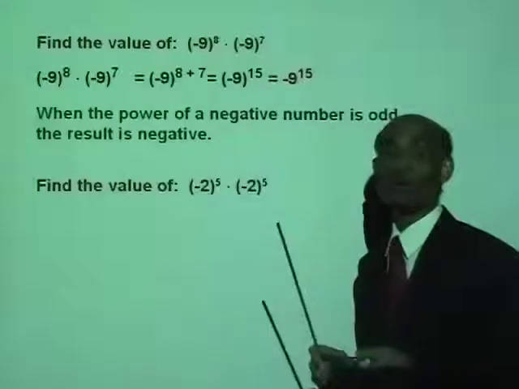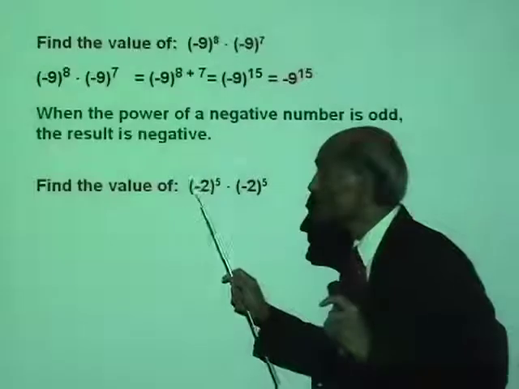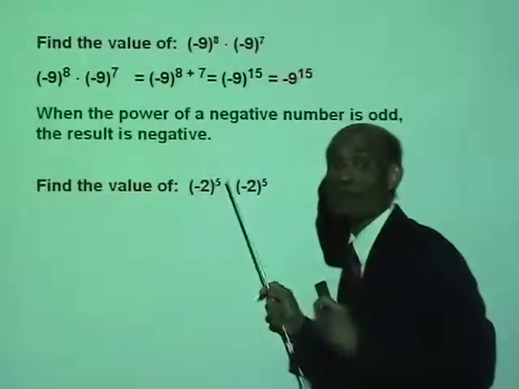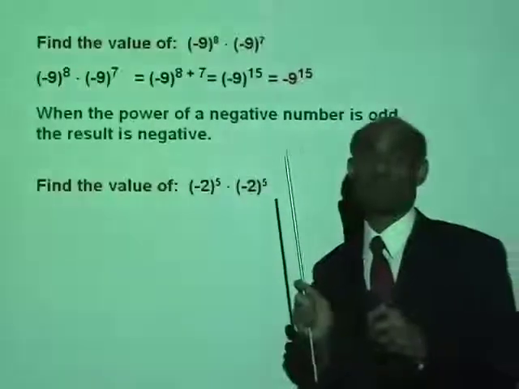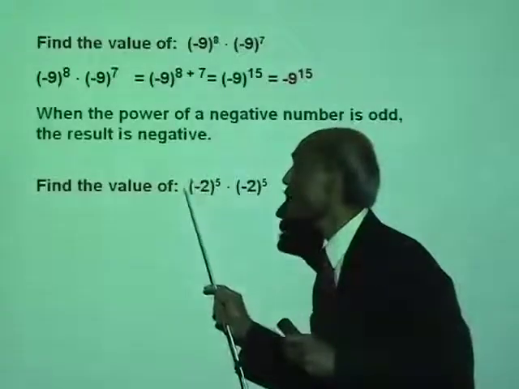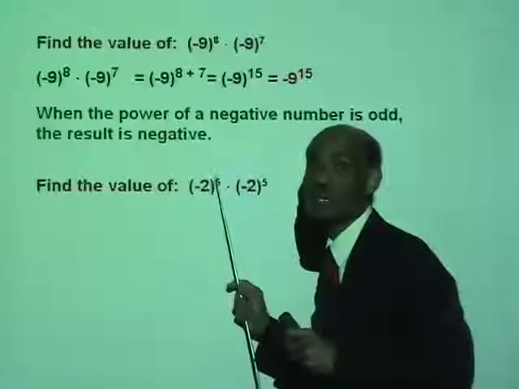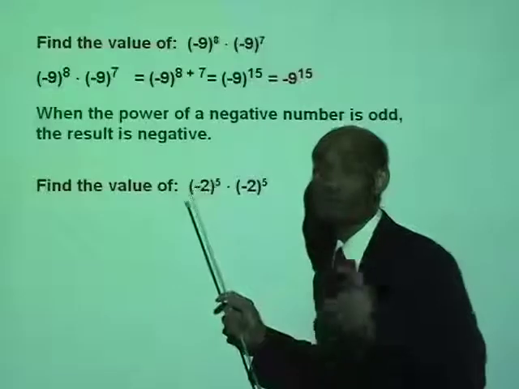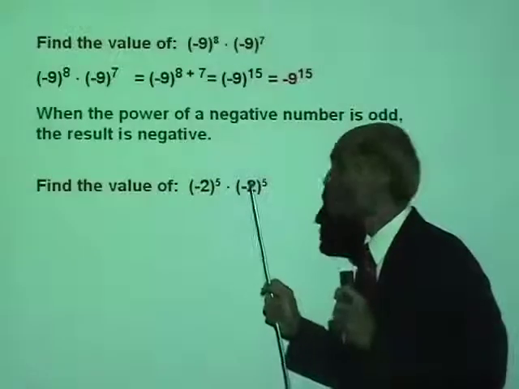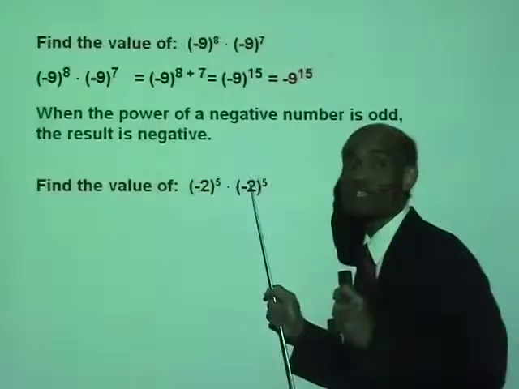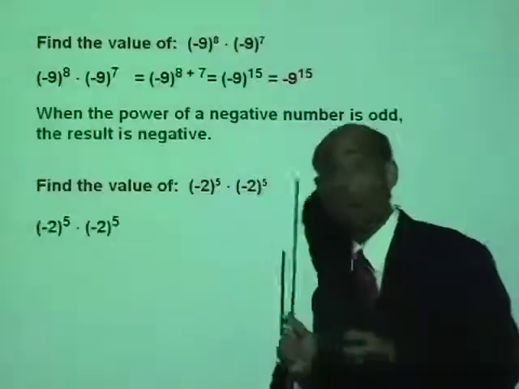Alright, let's find the value of this. What is the value of negative 2? Again, listen to the way I read it. Negative 2 raised to the power of 5 multiplied by negative 2 raised to the power of 5. Alright, tell me, what will be the sign of negative 2 raised to the power of 5? A negative number raised to an odd power will be negative. Similarly, this will be negative. And so in the answer, a negative multiplied by a negative becomes positive. Alright, let's simplify this using the product rule.